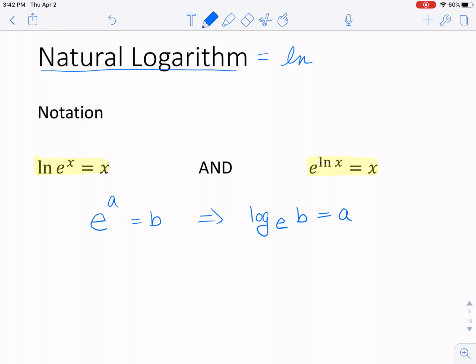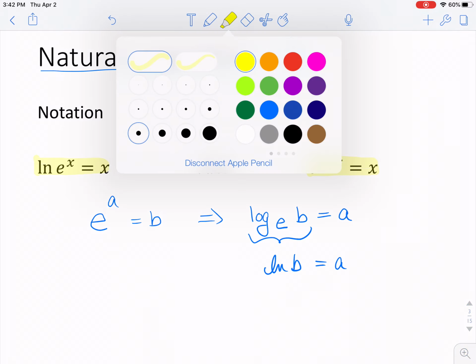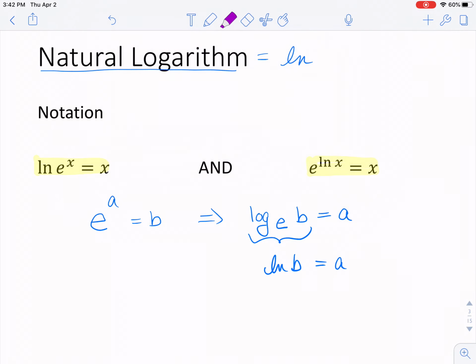So notationally, though, we don't write log base e. We will write the ln of b is equal to a. And those two things mean the exact same thing, except you will never see, I say never, but I want to hesitate because you may see it, you will not see people write log of b base e. You will see them write ln of b is equal to a.